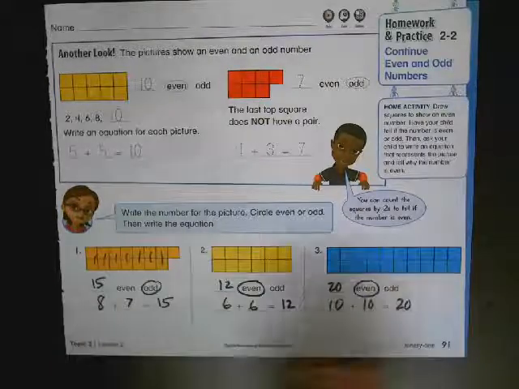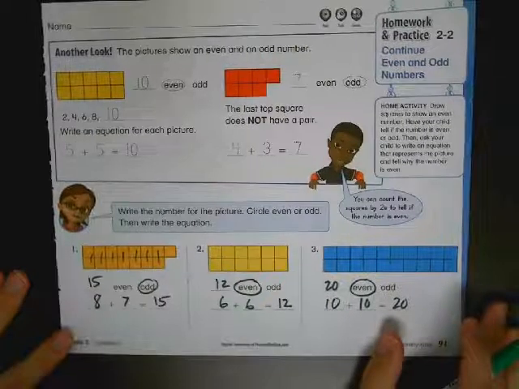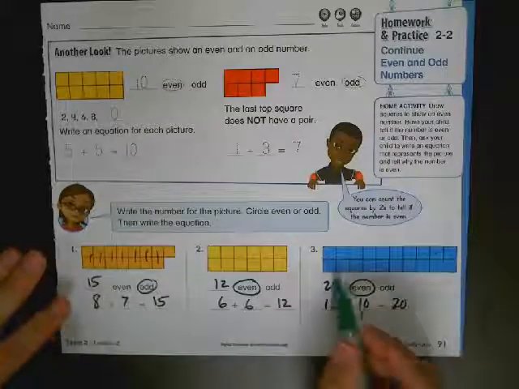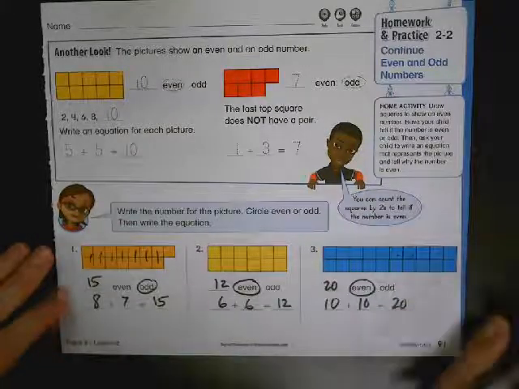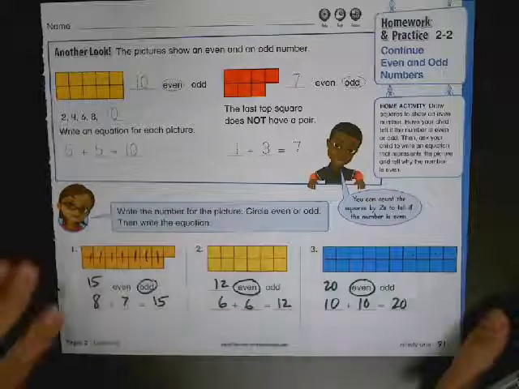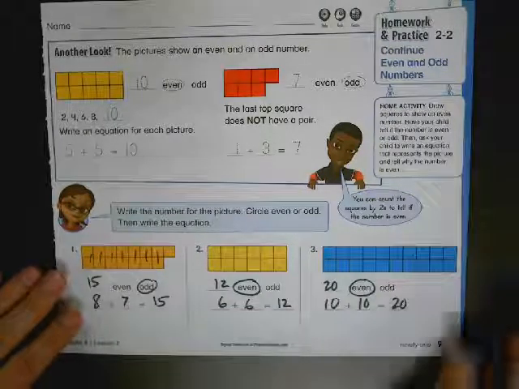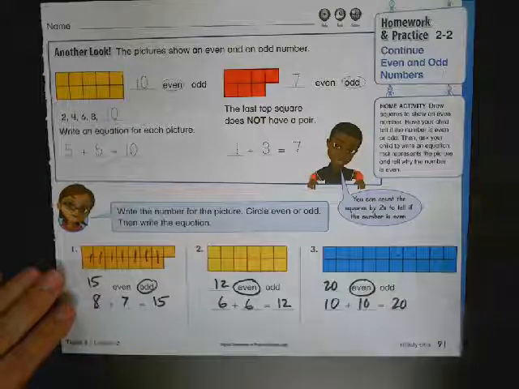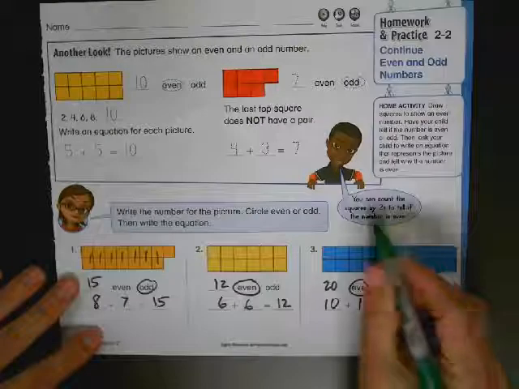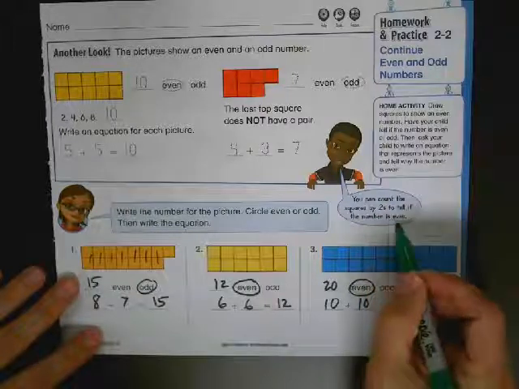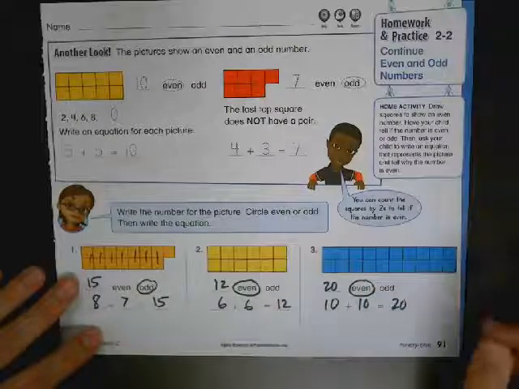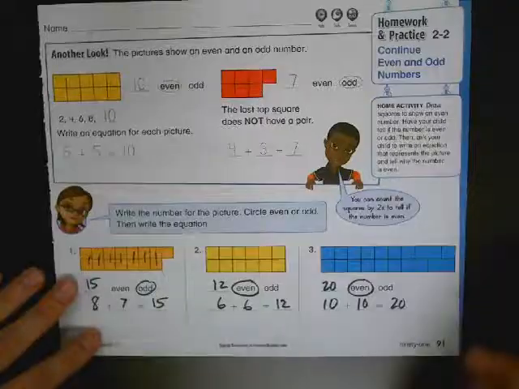Why are we spending time on even and odd to this degree? With the addition facts, because at some point this is how they're going to use arrays to do multiplication, moving into third grade and mastering those multiplication facts. So counting by twos to tell if the number is even is one strategy. When they talk about explanations, it's one way right here. You can count the squares by two to tell if the number is even, which is a way to explain how you know if it's even or odd. Just one of the many ways.